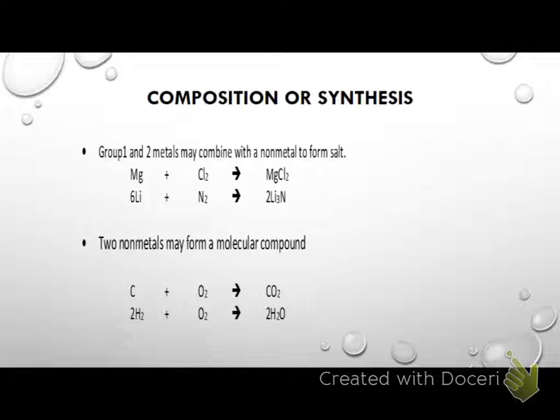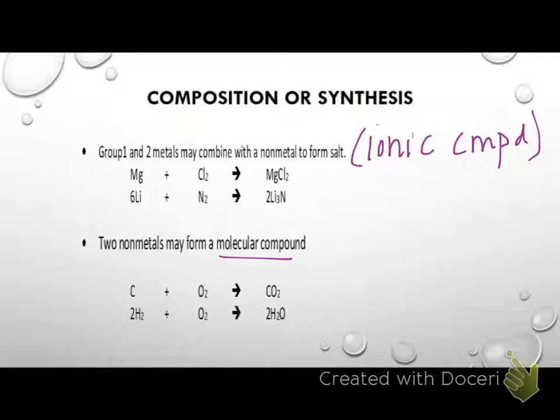Okay, so first thing is a group. Metals can form with a nonmetal, and they form a salt, which is basically an ionic compound. So when we say salt right there, let's put in parentheses, basically, it's an ionic compound, a metal plus a nonmetal. Abbreviate a compound like that. Two nonmetals are going to form a molecular compound because remember they're sharing their electrons.